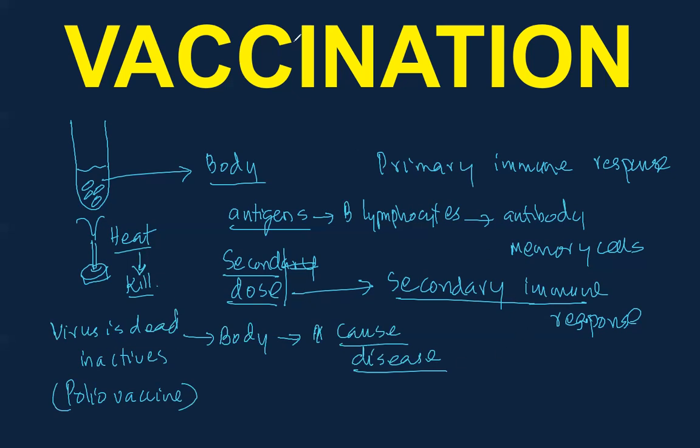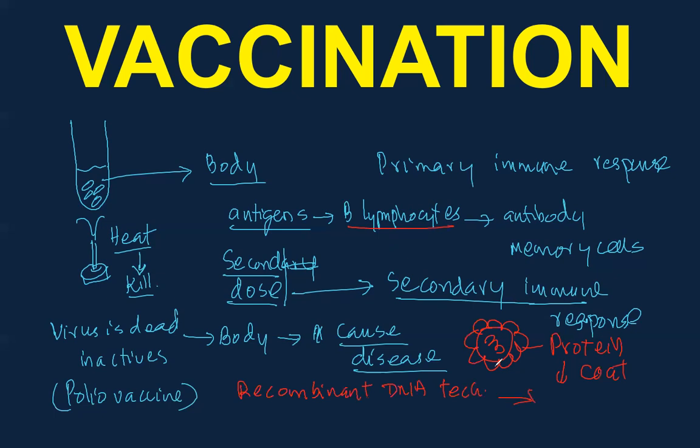So how do they prepare vaccines for viruses? A virus is made up of two things. What's the outer covering of the virus? This is called the protein coat. It's the protein coat that is identified by the lymphocytes. So what did scientists do? Using genetic engineering, recombinant DNA technology, they learned how to produce only the protein of the virus, only the protein.